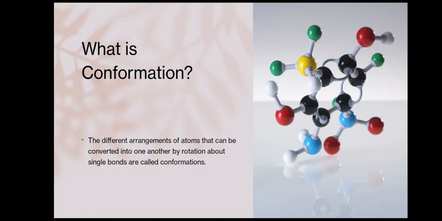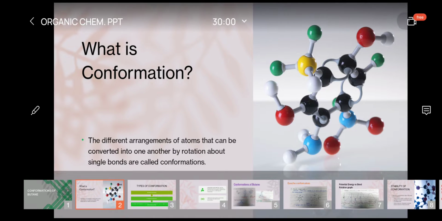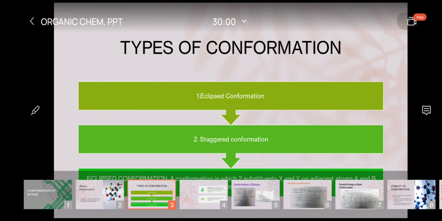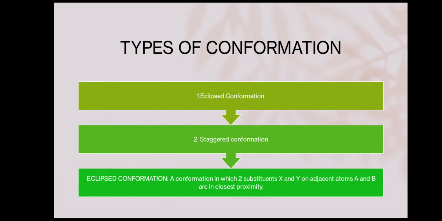For example, let us take the case when we rotate the molecule by a 60-degree angle, then that is a whole different arrangement. Next, when we rotate the molecule by 180 degrees, let's say, then that will also be a different arrangement. So these different forms are known as conformations. There are two types of conformations. The first one is eclipsed conformation and the second one is staggered conformation.